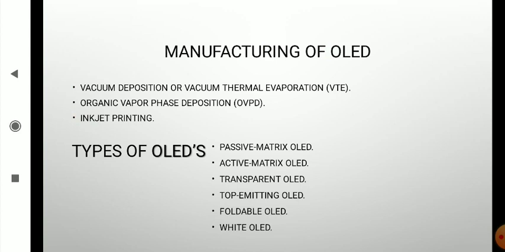Now, types of OLED. There are approximately six types of OLED right now, that is passive matrix OLED, active matrix OLED, transparent OLED, top emitting OLED, foldable OLED, and white OLED.